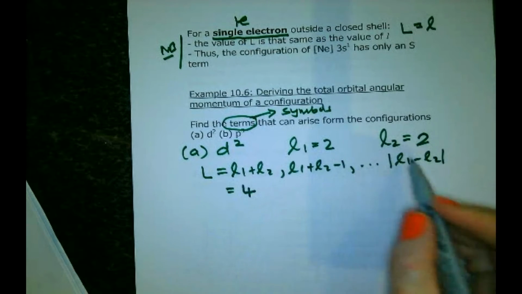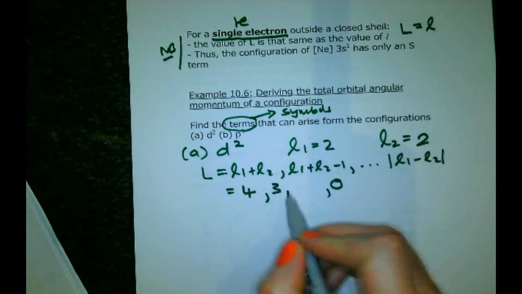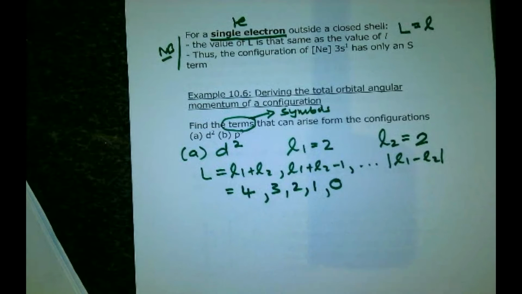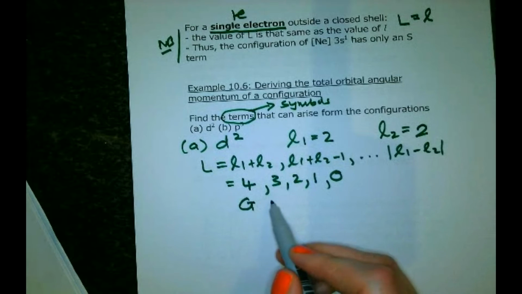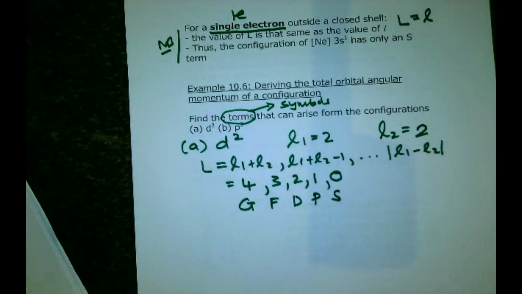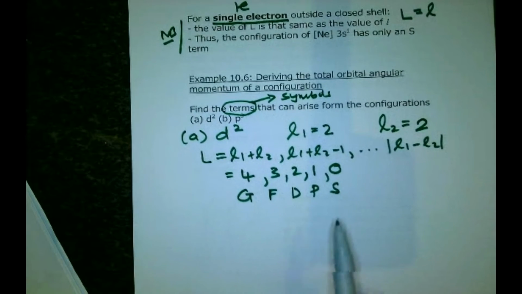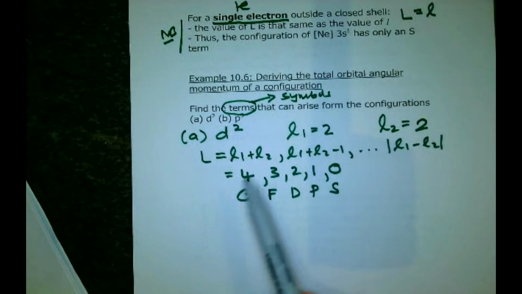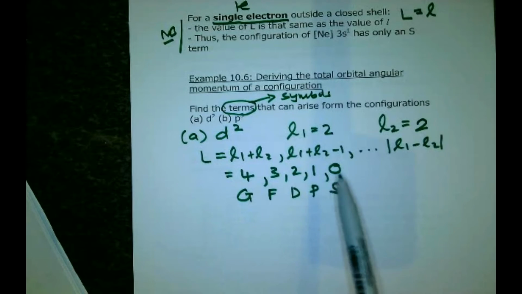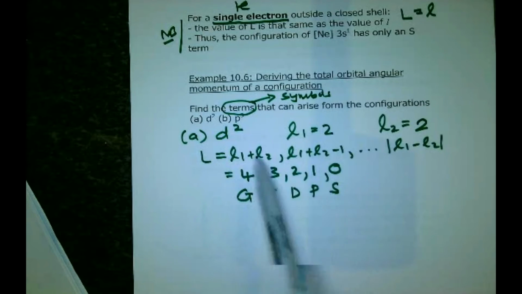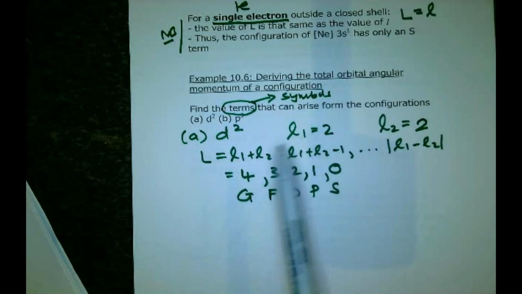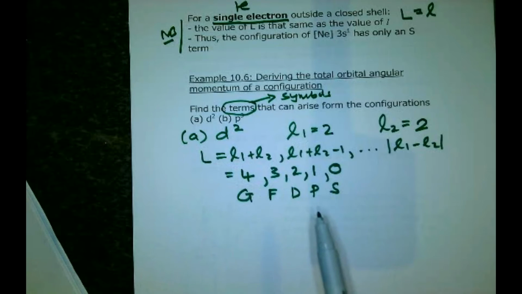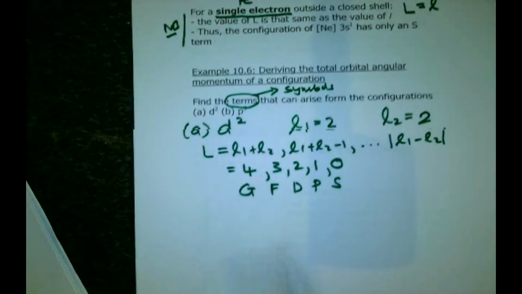Maximum 2 plus 2 is 4, minimum 2 minus 2 is 0, and we use everything else in between. So what terms would this give us? That would be a G term, F, D, P, and S. So you can see the effect that this coupling has on the orbital. Just by looking at the coupling between the orbital angular momenta, we already get splitting into 5 different options. And we haven't even considered the spin, the splitting of the spins. So this is not even the full story yet.